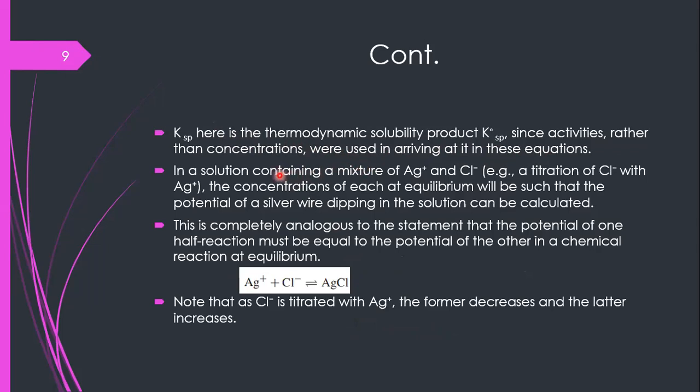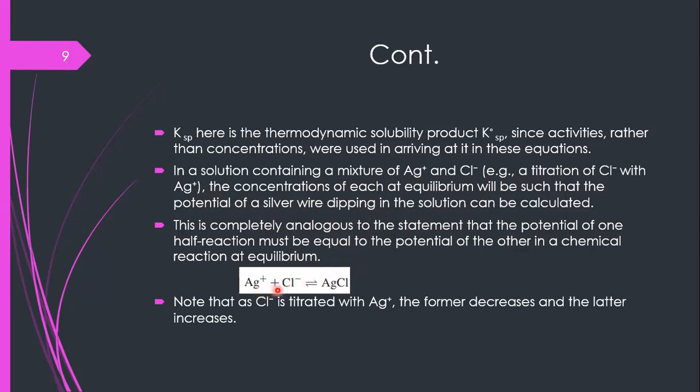In a solution containing a mixture of silver and chloride ions, for example, a titration of chloride ions with silver ions, the concentrations of each at equilibrium are such that the potential of a silver wire dipping in the solution can be calculated. This is completely analogous to the statement that the potential of one half reaction must be equal to the potential of the other in a chemical reaction at equilibrium, which is represented here.